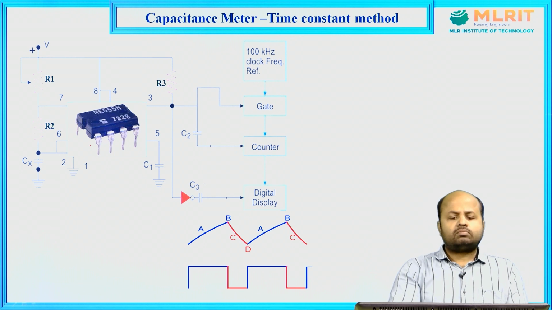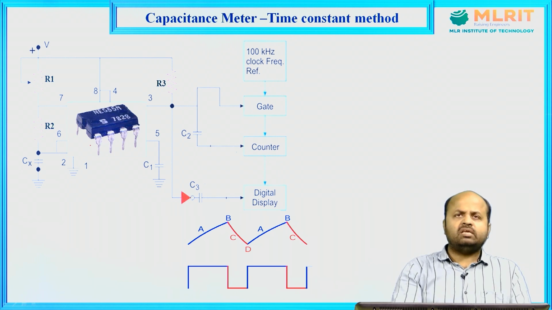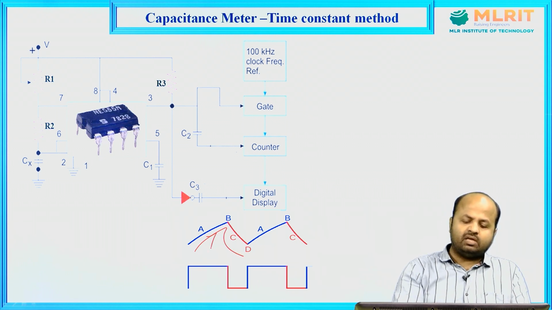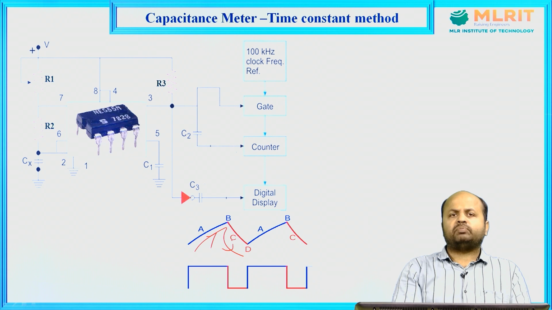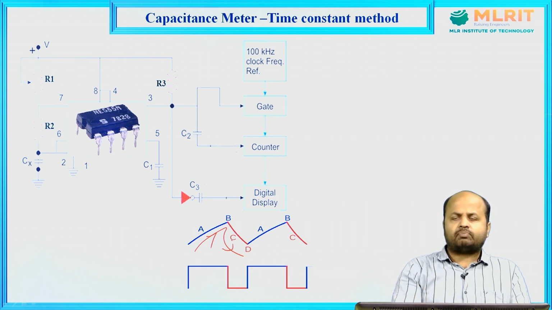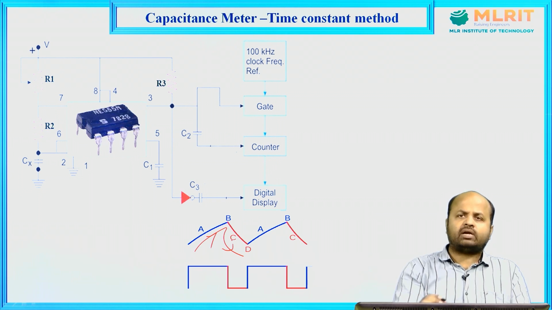Now, this is basically a capacitance meter based on the time constant method. In the time constant method, as already discussed, we will find the charging time period and the discharging time period of a capacitor. This is the charging time period and this is the discharging time period. After that we will put them in the equation to find the value of C. How we will do it, we will discuss.